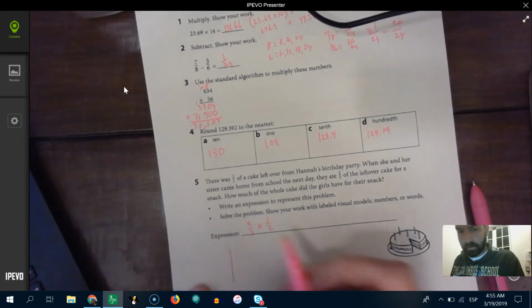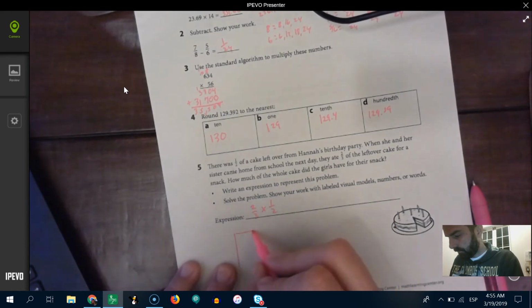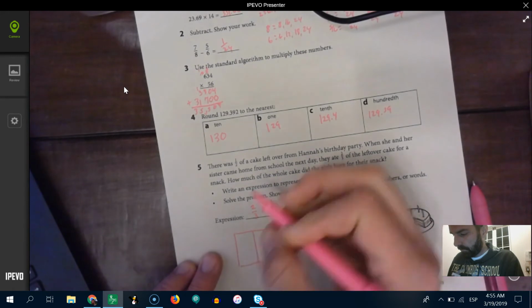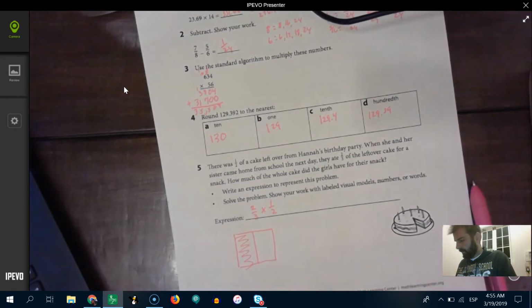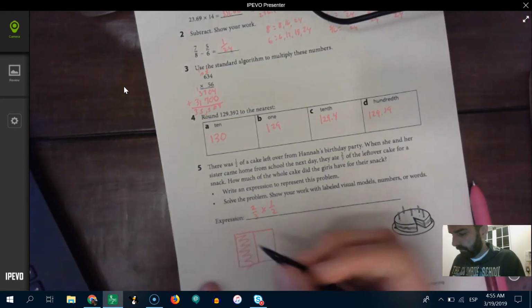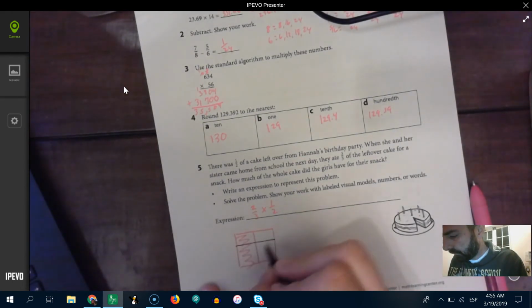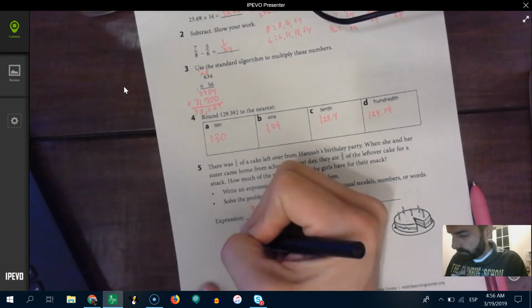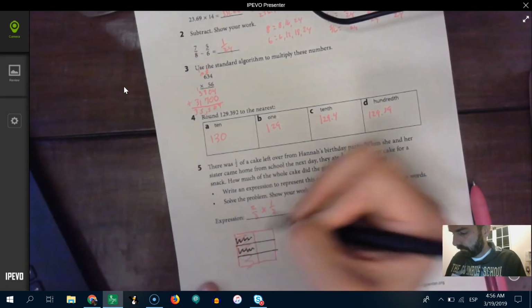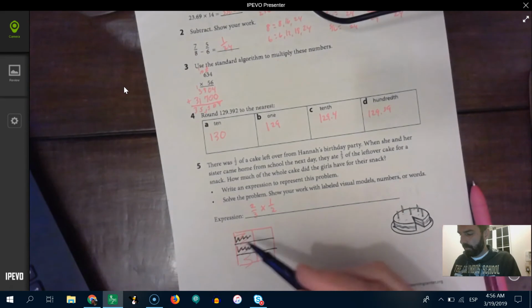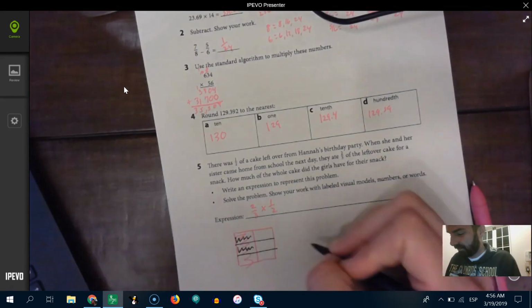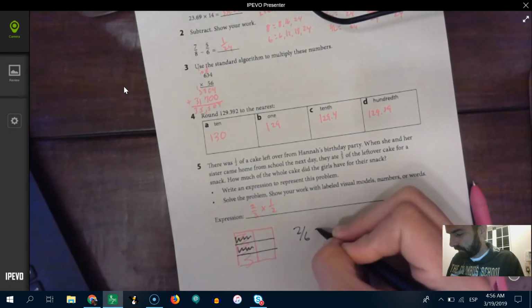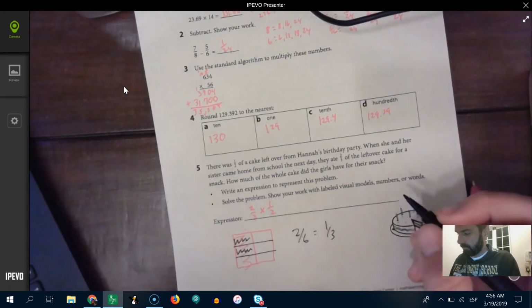So if I want to draw this out, so this is 1/2, and those ladies ate 2/3 of it. And of the whole thing, they ate 1, 2, 3, 4, 5, 6, 2/6. 2/6 or 1/3 of the whole cake.